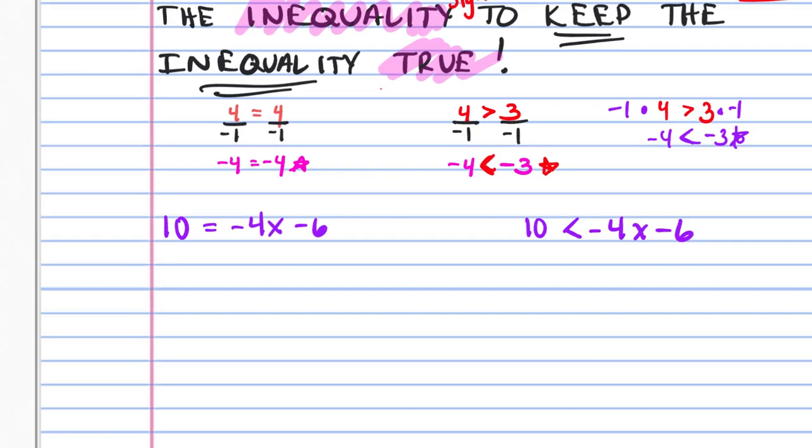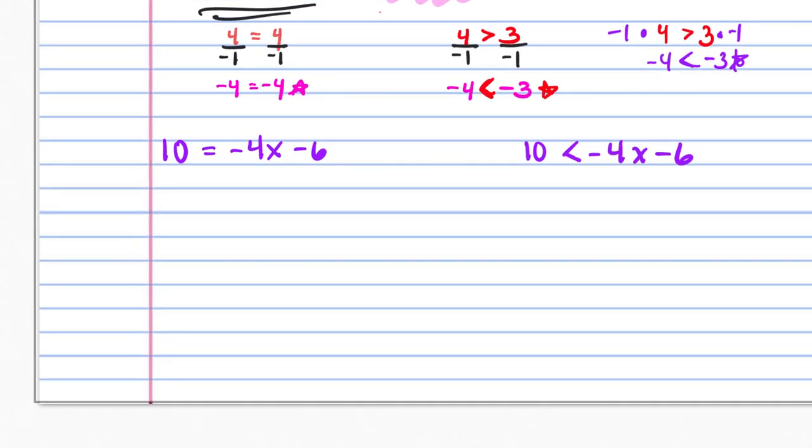Okay, so let's compare it. I'll show you one in the equation here. There's just a nice equation. I don't have to worry about this. I add 6 to both sides, and here I'm going to divide by a -4 to solve it. And my equation is going to just stay true. I don't have to worry about anything.